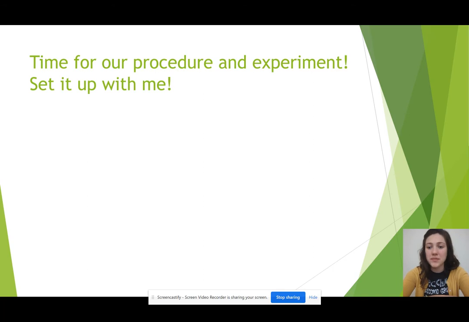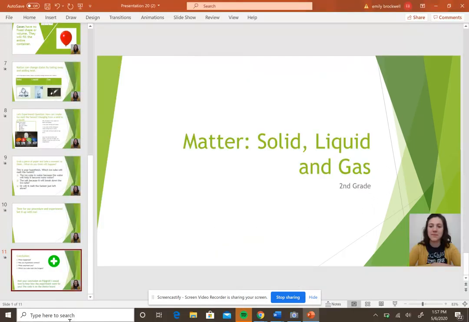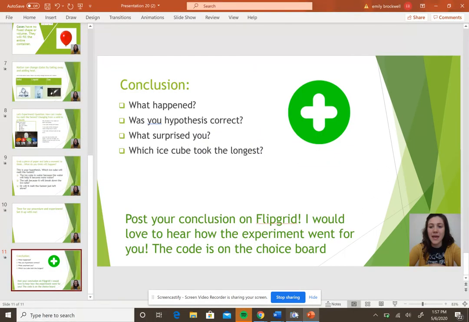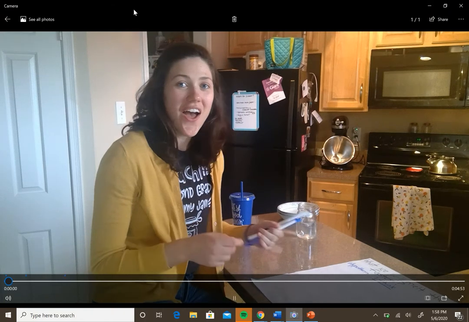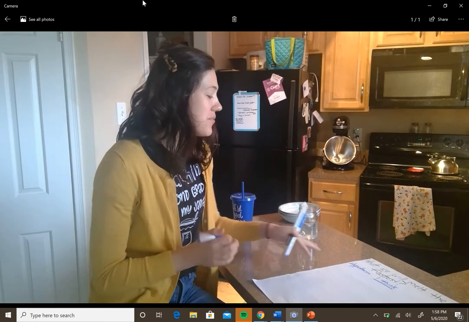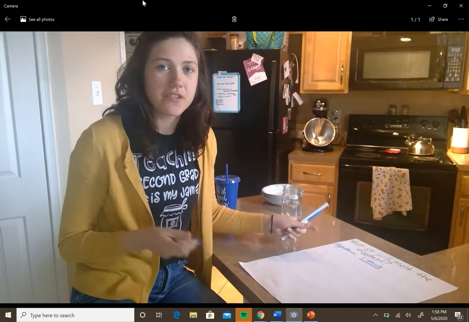Now it's time for our procedure and our experiment. I'm going to have you guys set it up with me. I'm going to show you how I set up my chart to help me track my data as I time my ice cubes, and how I set up the ice cubes. Alright, so we are going to begin to set up so we can help record during our experiment.